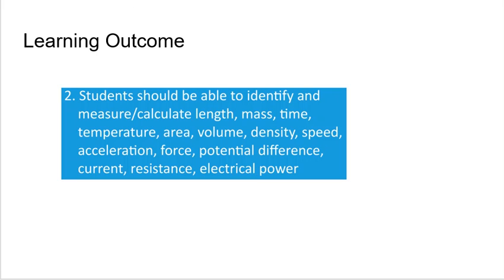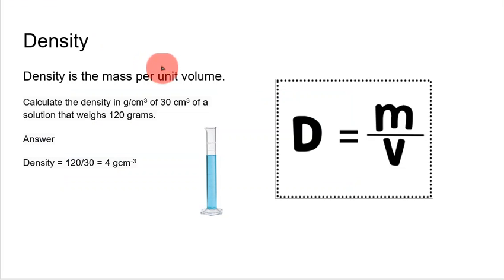So by the end of this lesson, students should be able to identify and measure or calculate this quantity known as density. That's what we're going to focus on in this lesson. We talked in previous lessons about what mass is and also what volume is. Well, density really takes these two quantities and combines them together. So a way to think about it, or the definition of density, is the mass per unit volume.